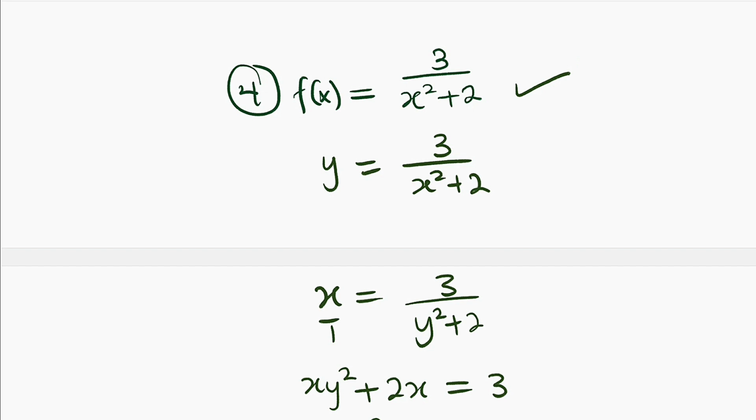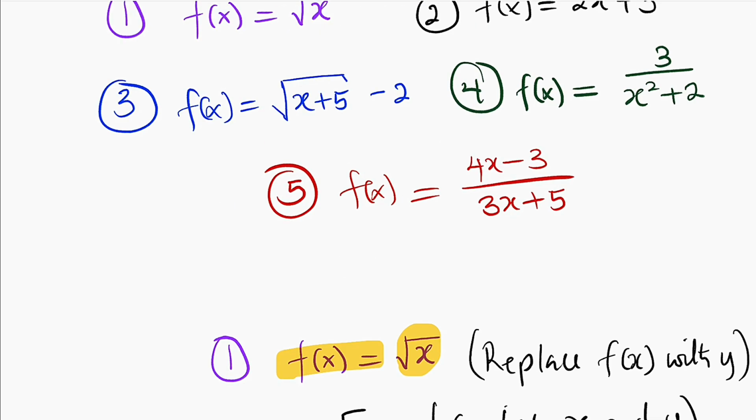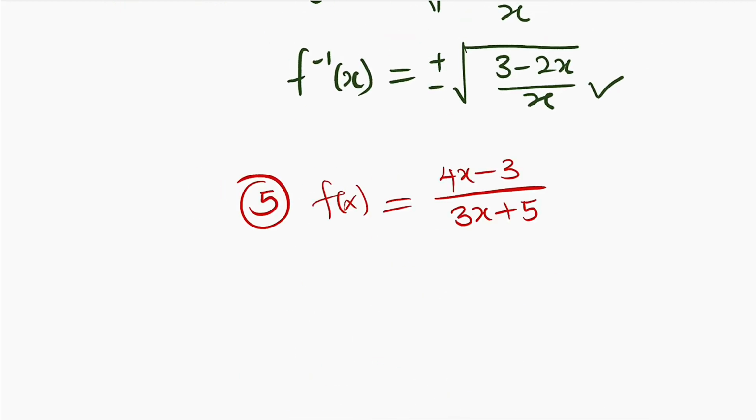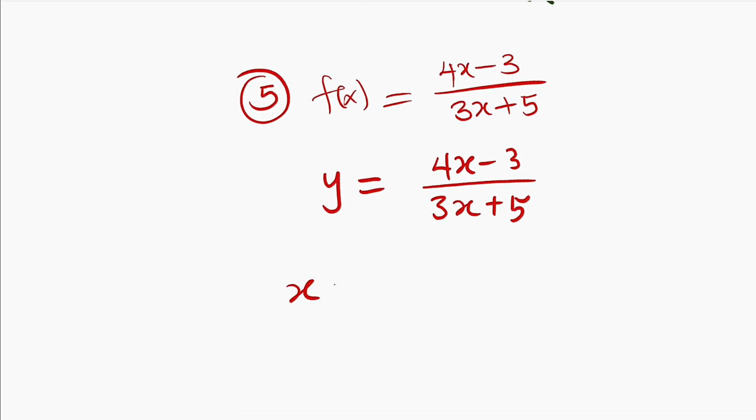Now let us take the last one. Our last problem is a function 4x minus 3 divided by 3x plus 5. Alright, first step, we are going to replace f of x with y. So we have y equal to 4x minus 3 divided by 3x plus 5. Next, we are going to switch x with y. So x will be equal to 4y minus 3 divided by 3y plus 5. Next, we are going to solve for y or make y the subject.